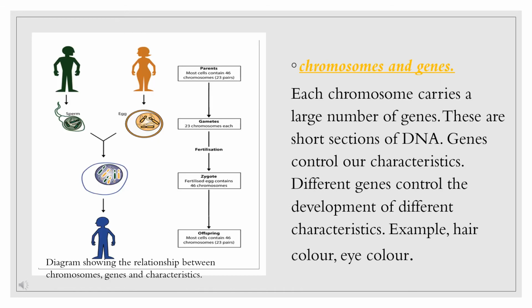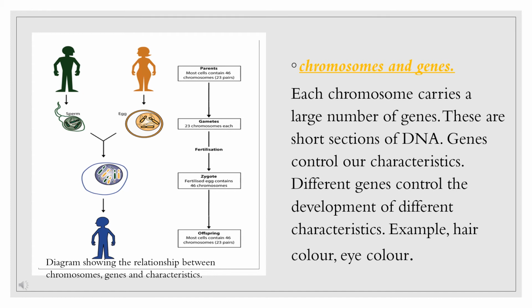Now we've come to chromosomes and genes. Each chromosome carries a large number of genes. These are short sections of DNA. Genes control our characteristics. Different genes control the development of different characteristics. For example, the hair color and the eye color and the skin color and other things, etc.